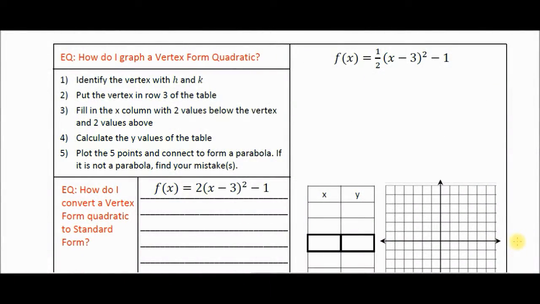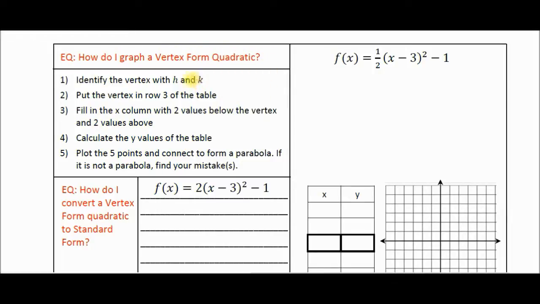This is the bottom flap of section number 3 of your Unit 3 Quadratic Functions flipbook. The essential question on this video is, how do I graph a vertex form quadratic? Again, as a reminder, class, make sure you are writing down the essential question for each section so you know what we are attempting to answer in this video. So how do I graph a vertex form quadratic?